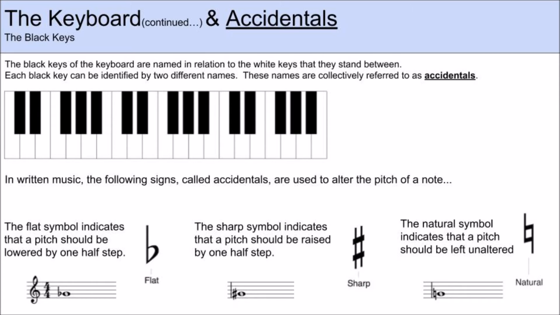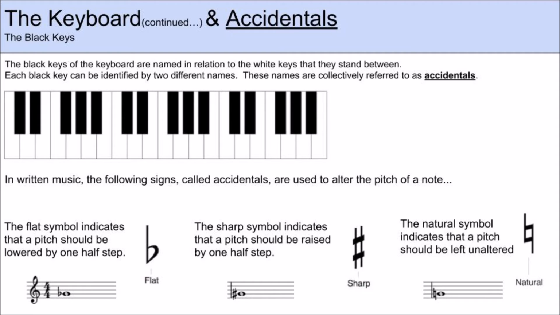Pictured on the bottom of this slide, I have the 3 most common accidentals. There are a couple more, but these are the most important ones for you to know at this moment. Starting on the left, we have a flat symbol. This looks like a lowercase letter b. The flat symbol indicates that a pitch should be lowered by one half step. I like to think of this as if you flatten a tire, or if you have a flat balloon. Generally, flattened things go down.